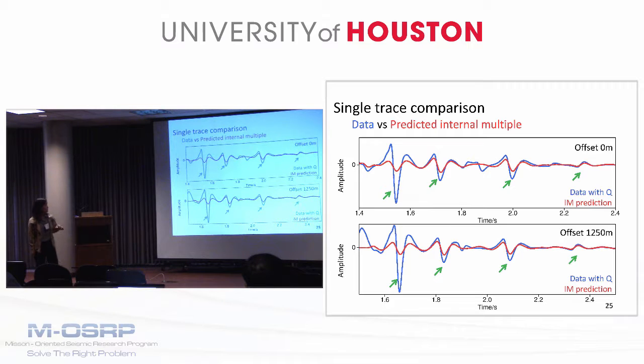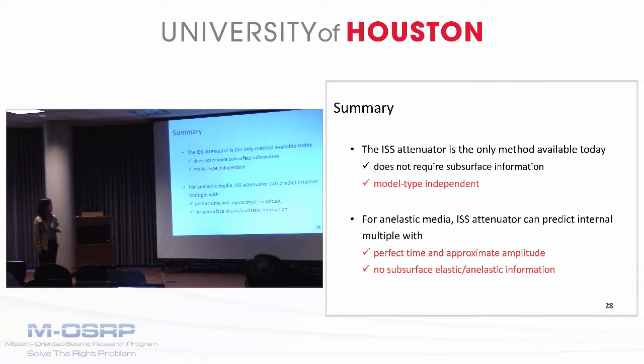Okay. In the middle of this internal multiple, you may find this small curve here. This is actually a primary event. But if you look at this red line here, this ISS attenuation algorithm never touched the primary, but just focused on working to predict the internal multiple. Now we have shown you the analytical example and the numerical example. Both come with the same conclusion: exact time and approximate amplitude. Let's draw the conclusion here.